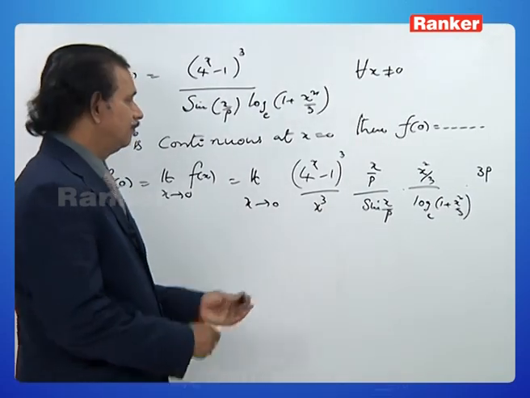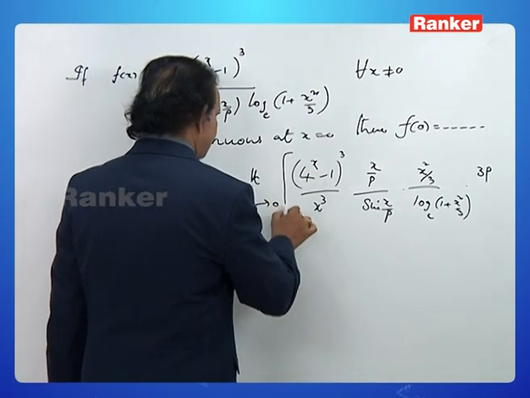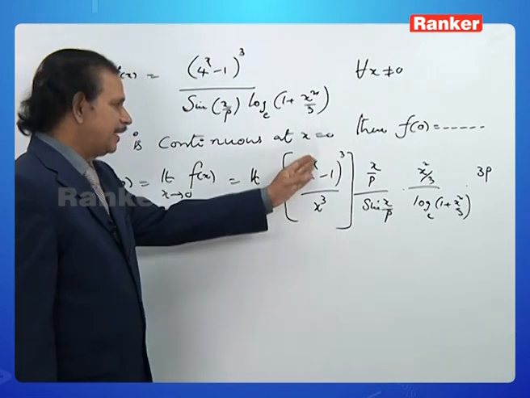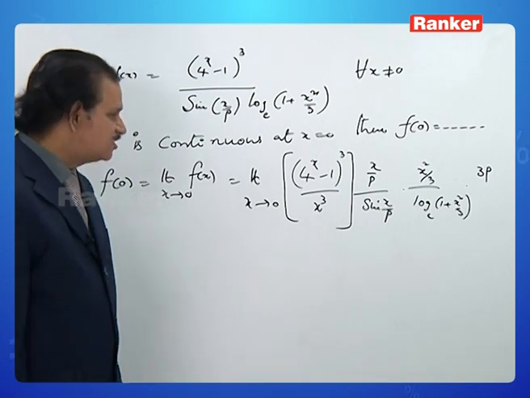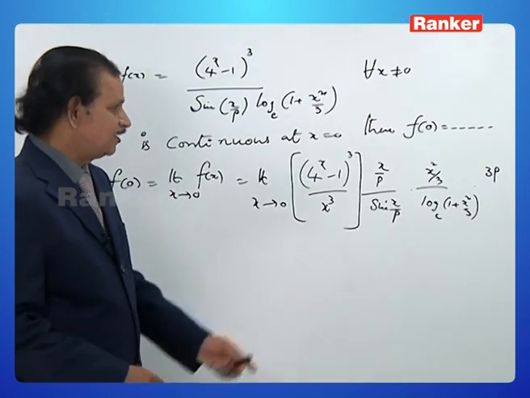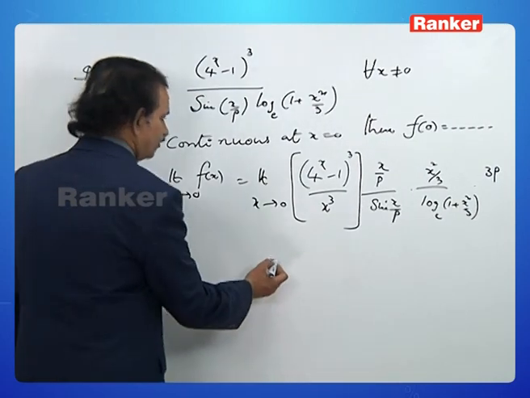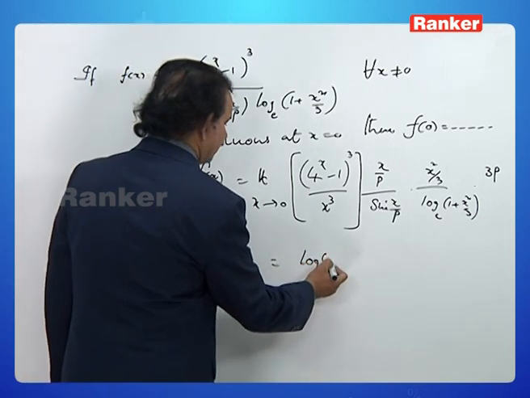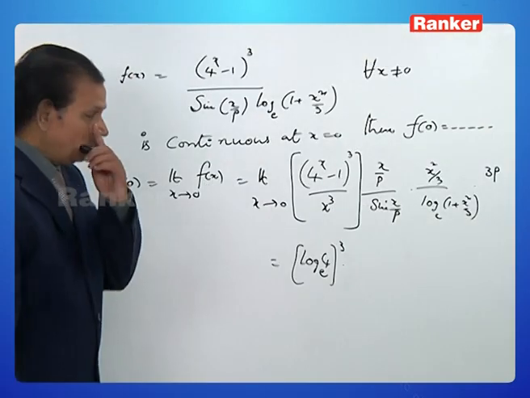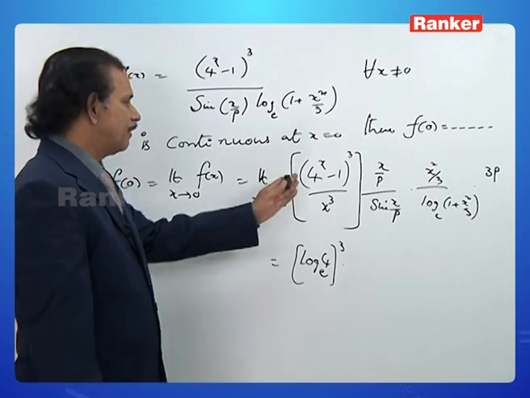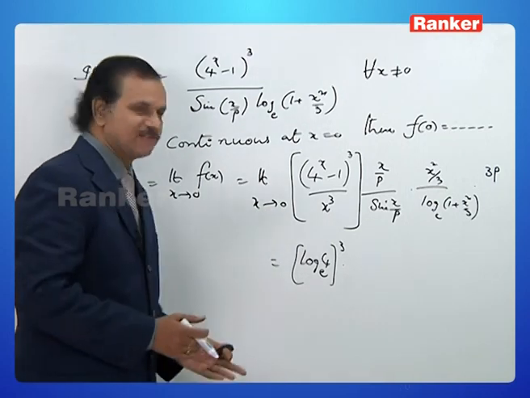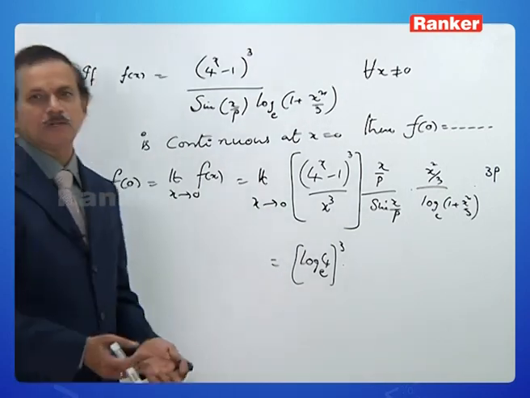Okay. Now, imagine the limit. What is the limit of this part? We know that the limit of a power x minus 1 by x as x tends to 0 is log a to the base e. Therefore, it is log 4 to the base e, isn't it? So, this is log 4 to the base e whole cube. Why whole cube? It is just nothing but 4 power x minus 1 by x whole cube. That part comprises the limit log 4 to the base e. As whole cube is there, I am putting whole cube.